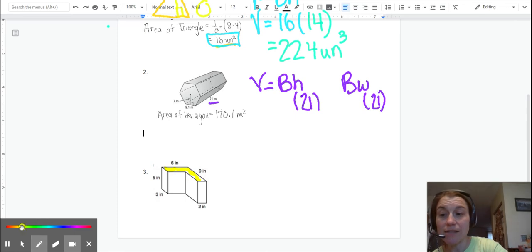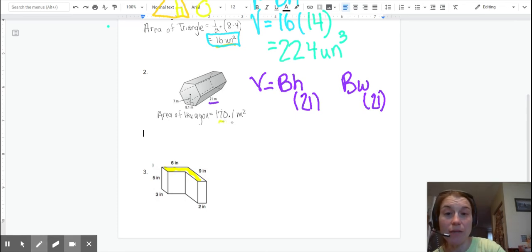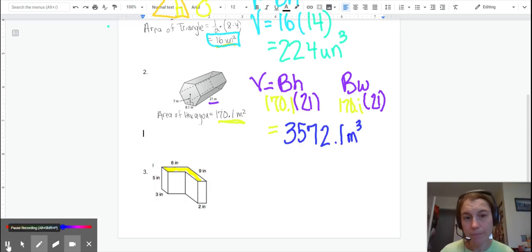They are telling us that the area of the hexagon, the area of the base, is, I'm sorry, 170.1. So I can plug that in as the big B, 170.1. These are the same, so I'm just going to go from here. And now I'm just going to calculate that. And I get 3,572.1, to be exact, meters cubed.